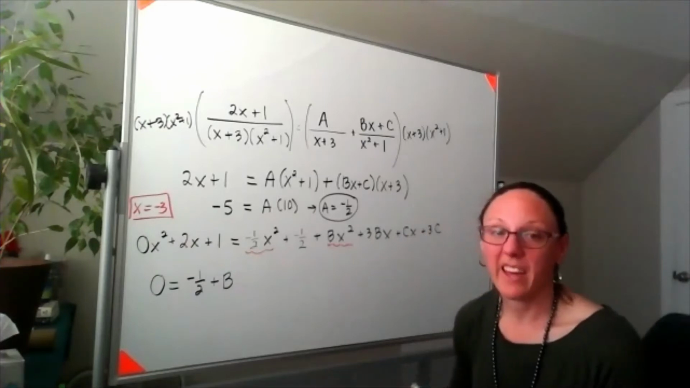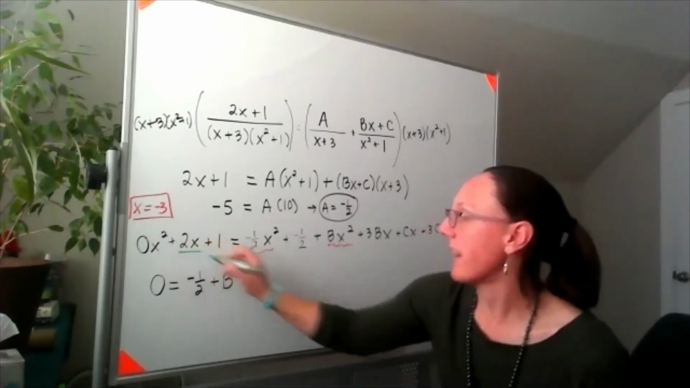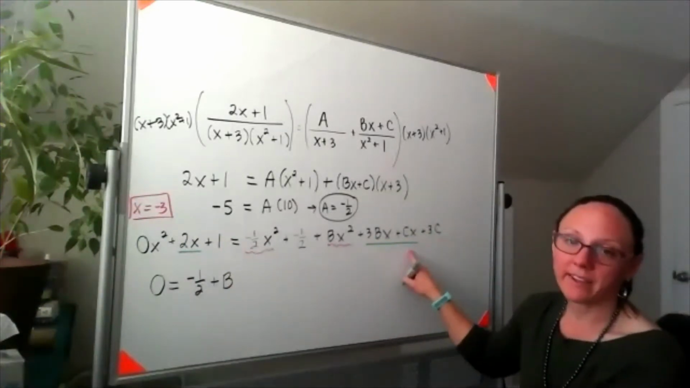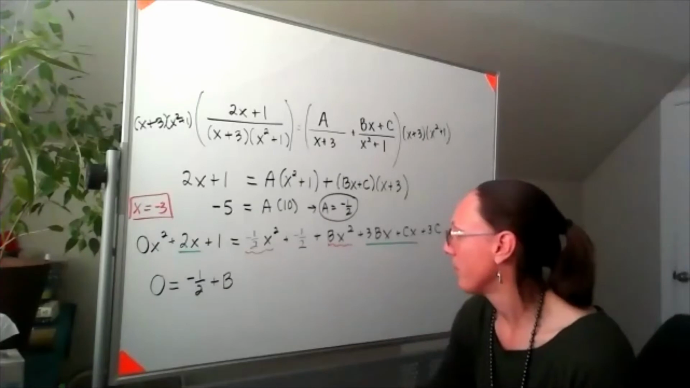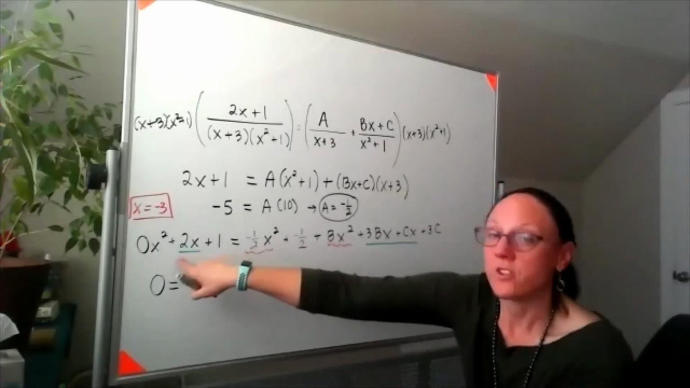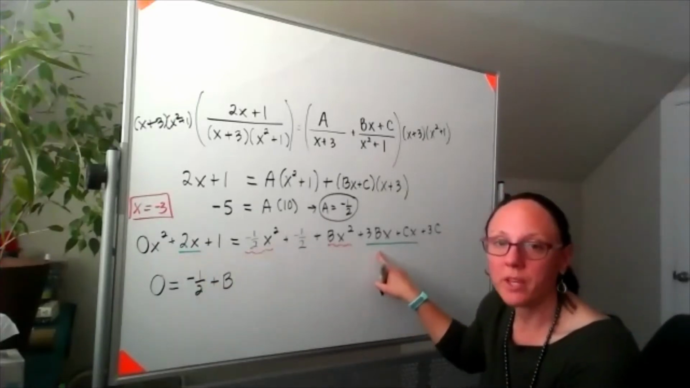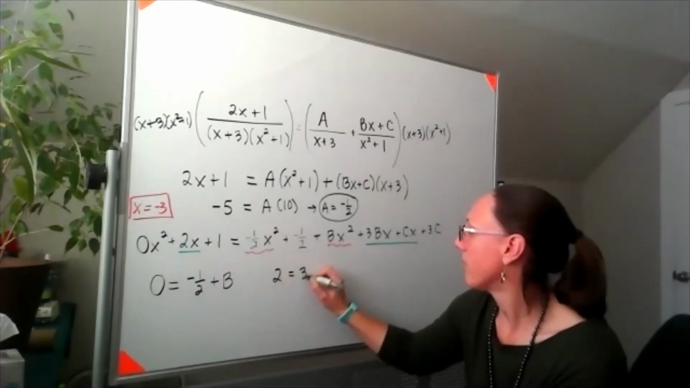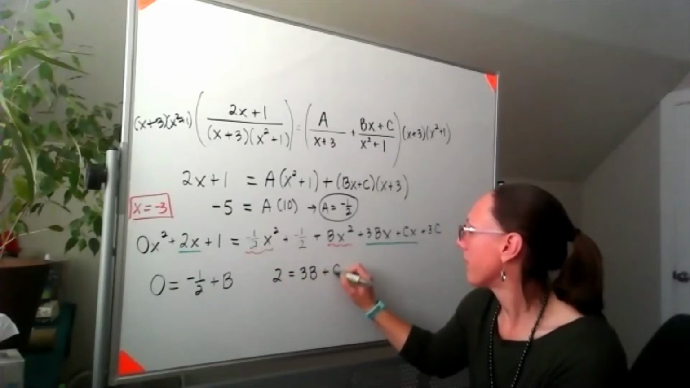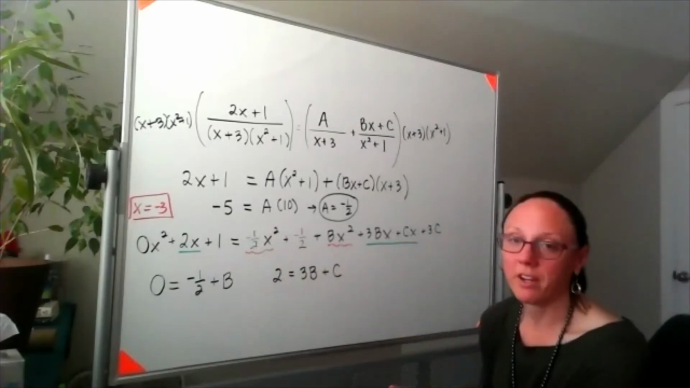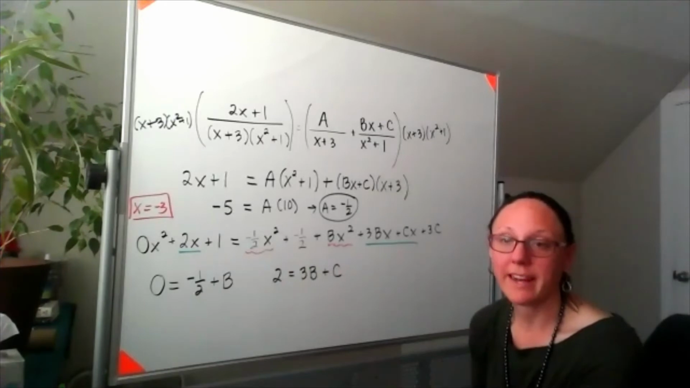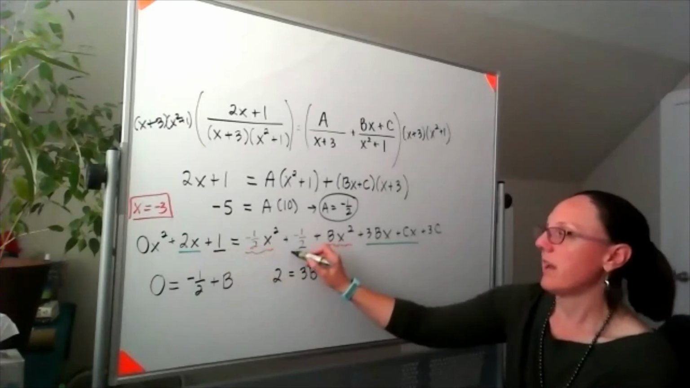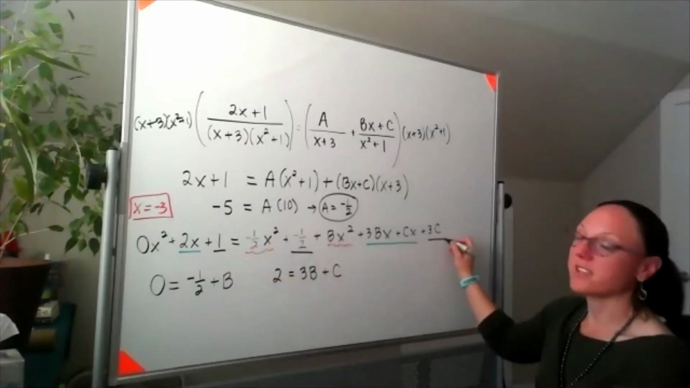Looking at my terms with x, on the left-hand side I've got 2x, and on the right-hand side I've got 3bx plus cx, which means 2 will have to be equal to 3b plus c. And finally, matching up our terms that have no x values at all, 1 would have to equal -1/2 plus 3c.